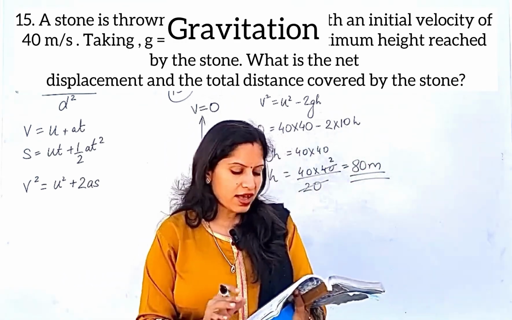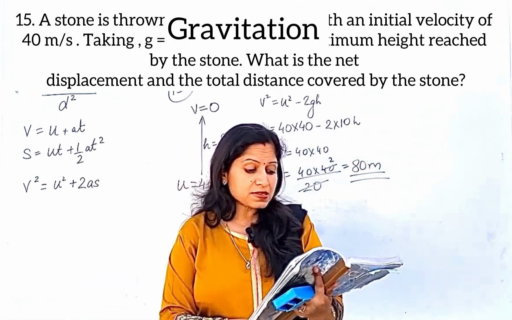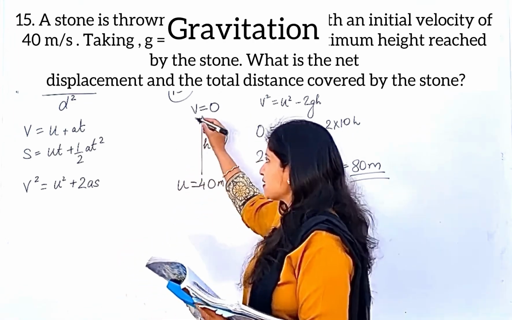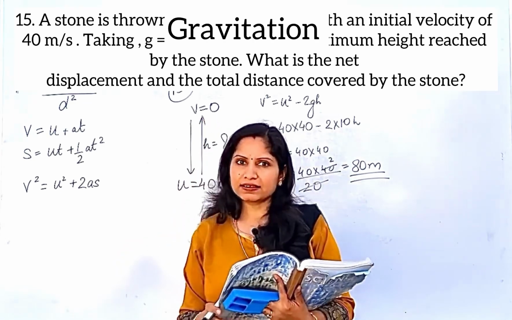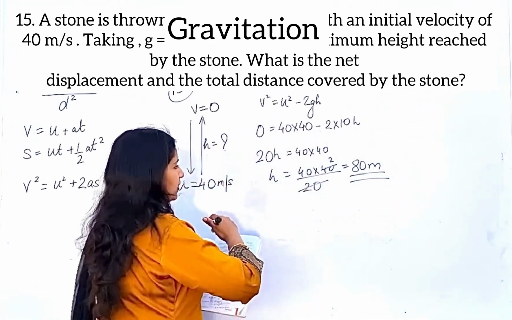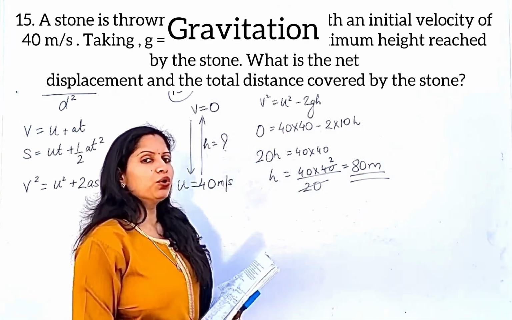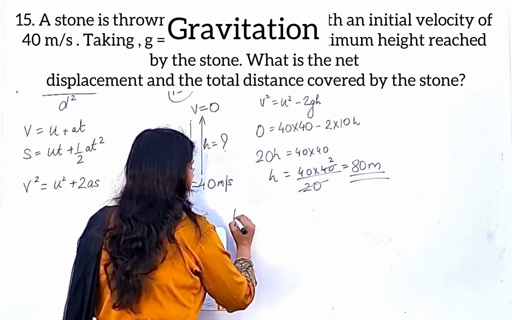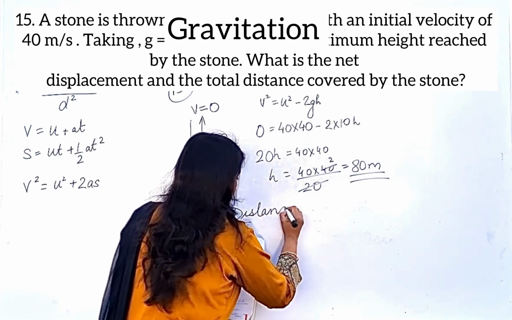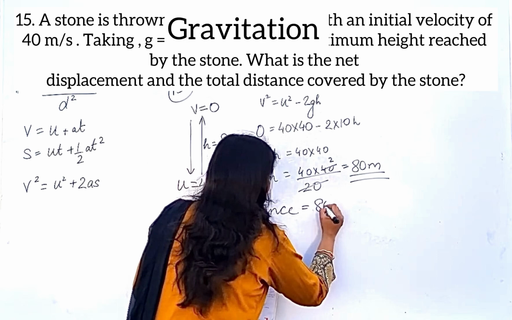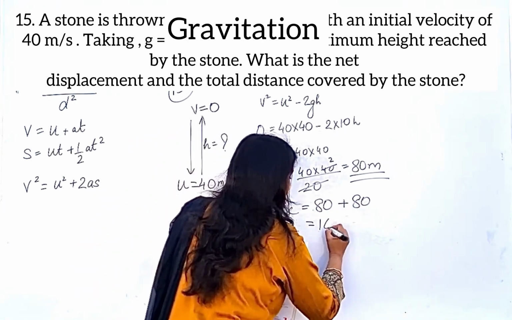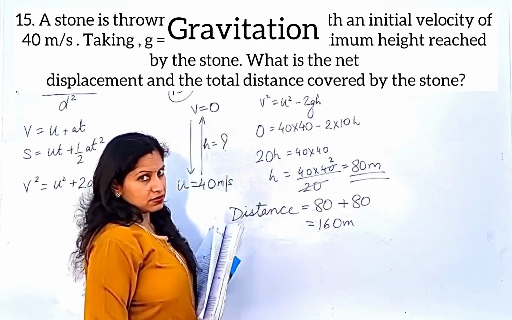Now, is that all that is asked in the question? No. What is the net displacement and the total distance covered by the stone? The stone is going to rise high and it's going to come back again to the ground. When it's coming to the same position, the total displacement is going to be 0. And total distance covered will be, it will rise up 80 meters and come back to the ground 80 meters. So it will make a total of 160 meters.